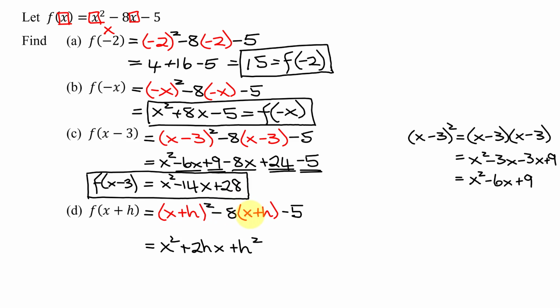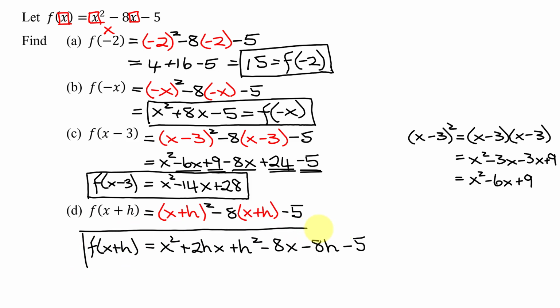Now distribute in the negative 8. Negative 8 times x is negative 8x. Negative 8 times h is negative 8h. And lastly, minus 5. Are there any like terms here? No, there are no like terms. So that is the answer for f of x plus h. It cannot be simplified anymore.